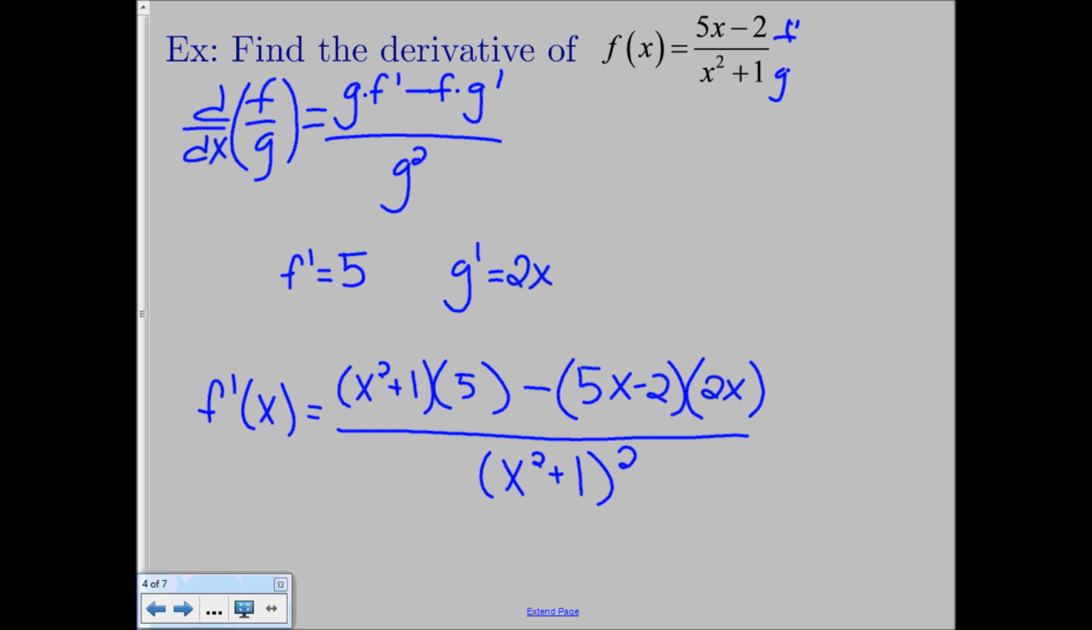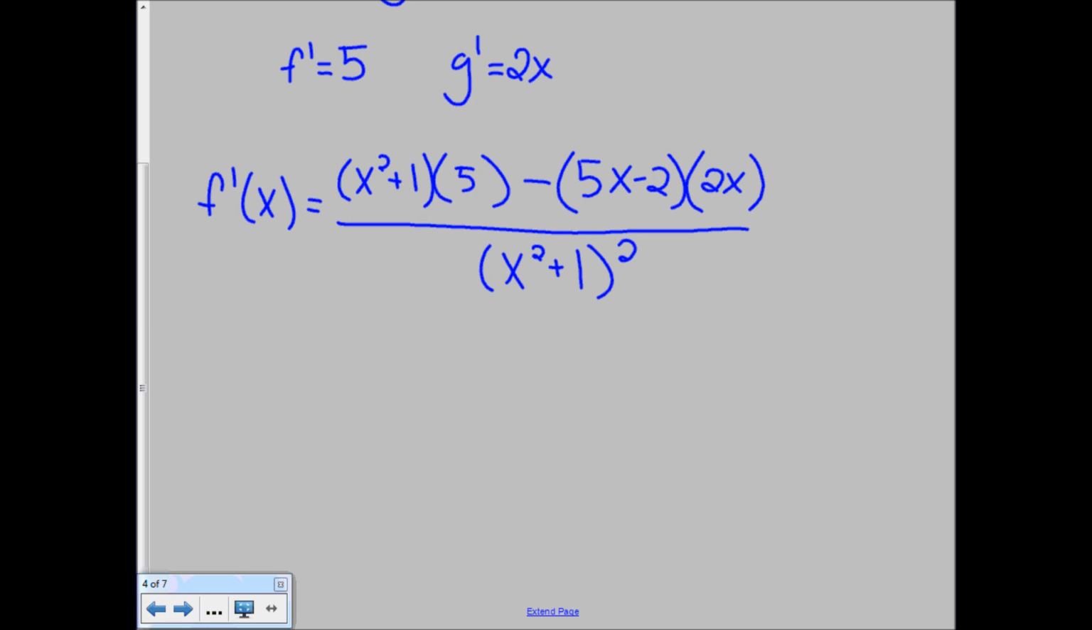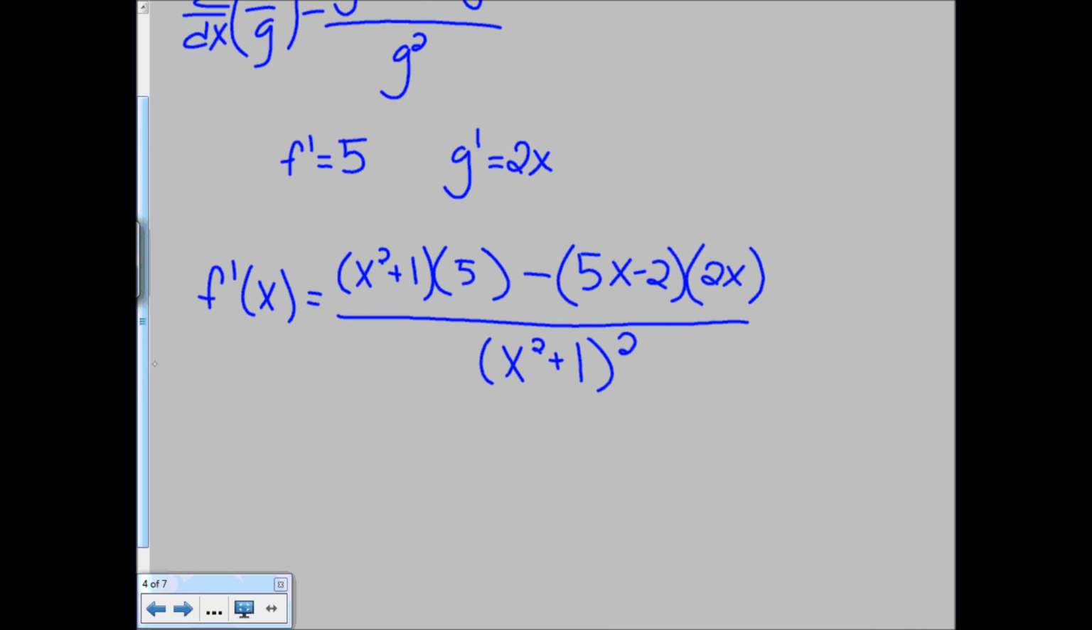So now we're going to distribute through our top since it's a fairly easy problem to simplify, and we'll see what we get. So we're going to get that the derivative is equal to, first let's distribute that 5, so 5x squared plus 5 minus, keep our parentheses there for right now, 10x squared minus 4x.